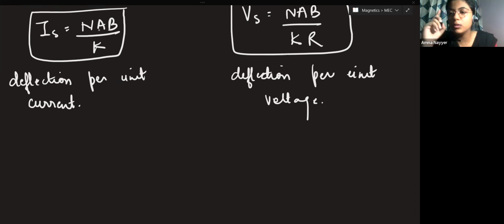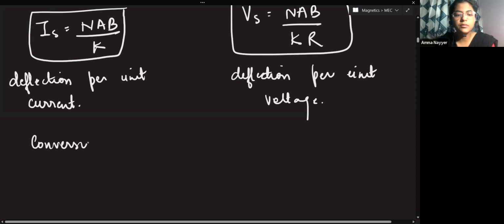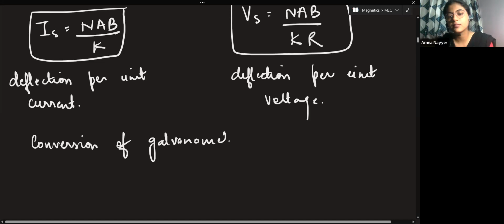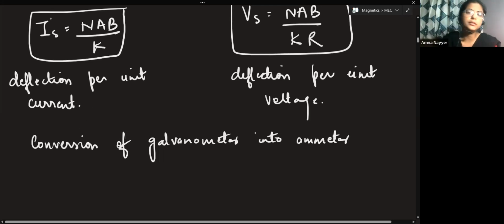Now let's come into the main part that we were studying. This was also part of your syllabus. Now how to convert a galvanometer into ammeter. So conversion of galvanometer into ammeter.